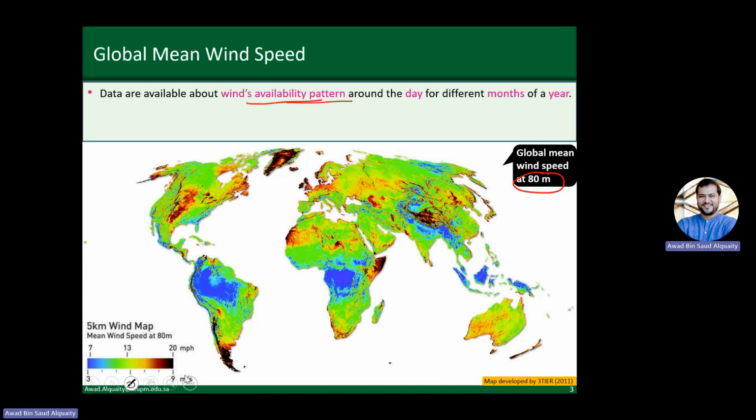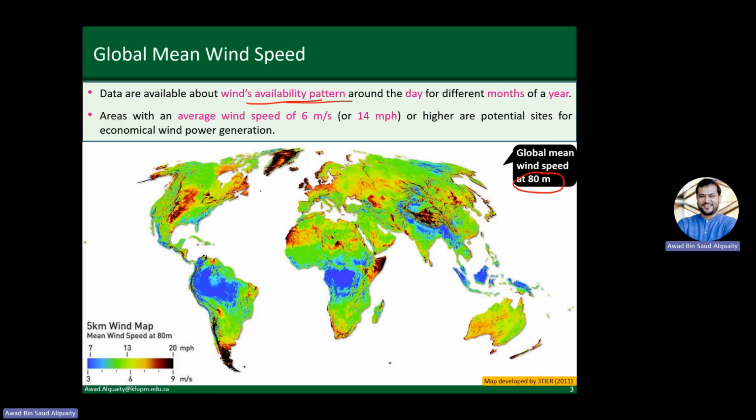You can see wind speeds in miles per hour as well as meters per second, and essentially the darker regions are the ones where you have higher speeds, and those are more preferable. In terms of installing a wind turbine, you would ideally want an area with an average wind speed of 6 meters per second, or 14 miles per hour, at a minimum for generating electricity from wind turbines at an economical scale. So that's the minimum.